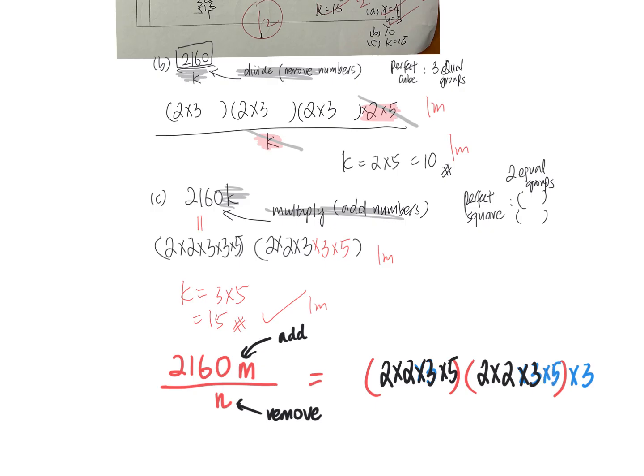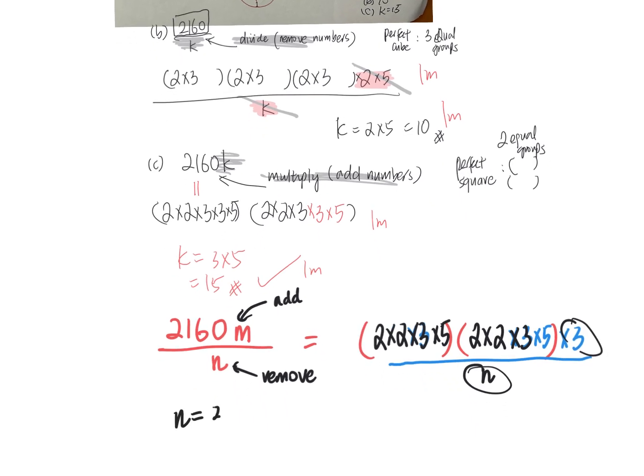So if you look carefully, what is the number that you need to remove in this case? What is the number that I need to remove to make it a perfect square? This one must remove the 3. So n must be 3. What is the number that I've added in? This one, right? I've added in a 5.